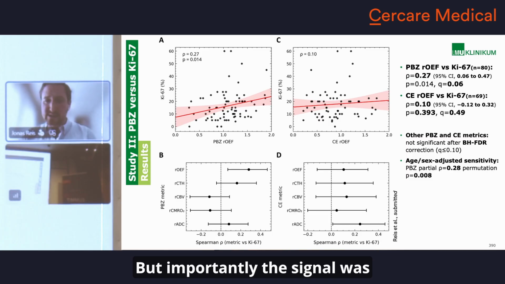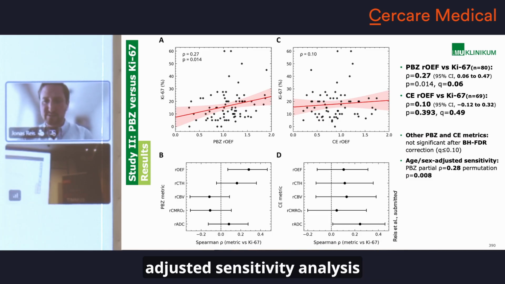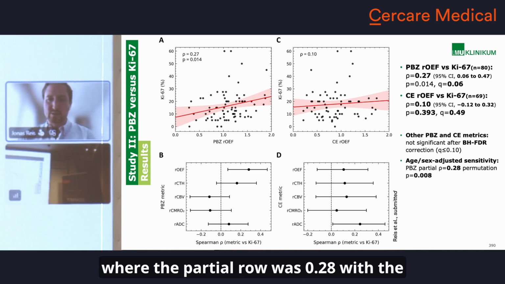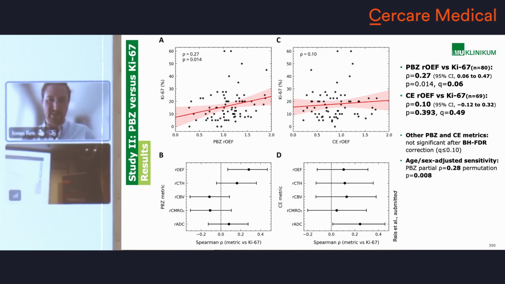But importantly, the signal was directionally stable in the age and sex-adjusted sensitivity analysis, where the partial rho was 0.28 with a permutation p-value of 0.008.